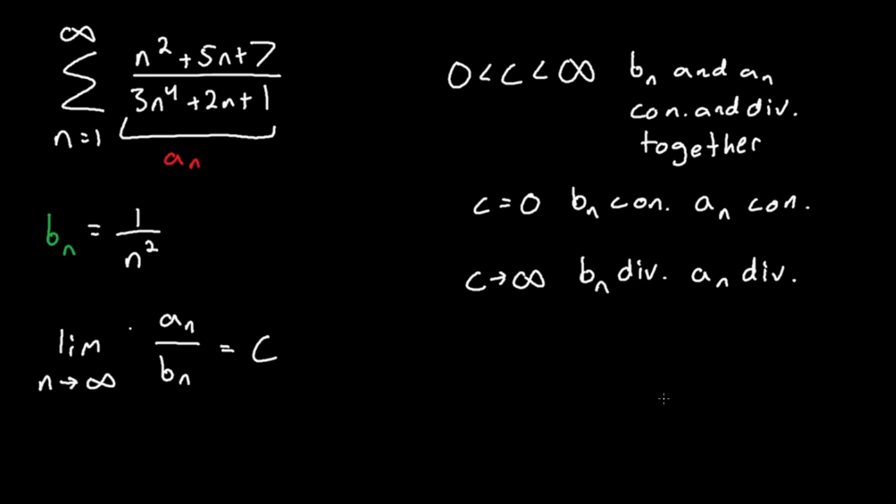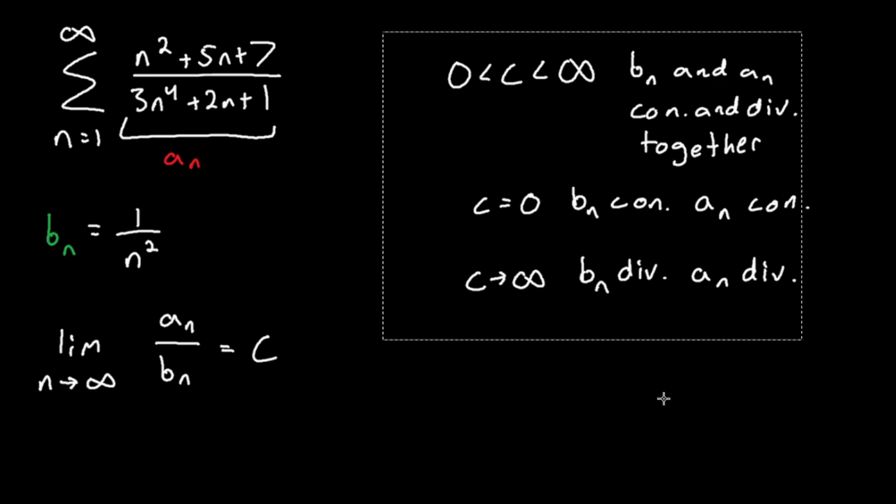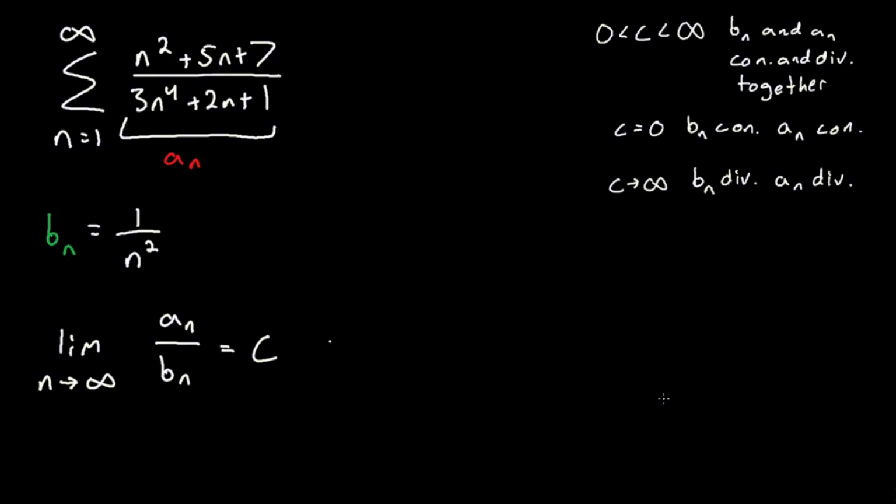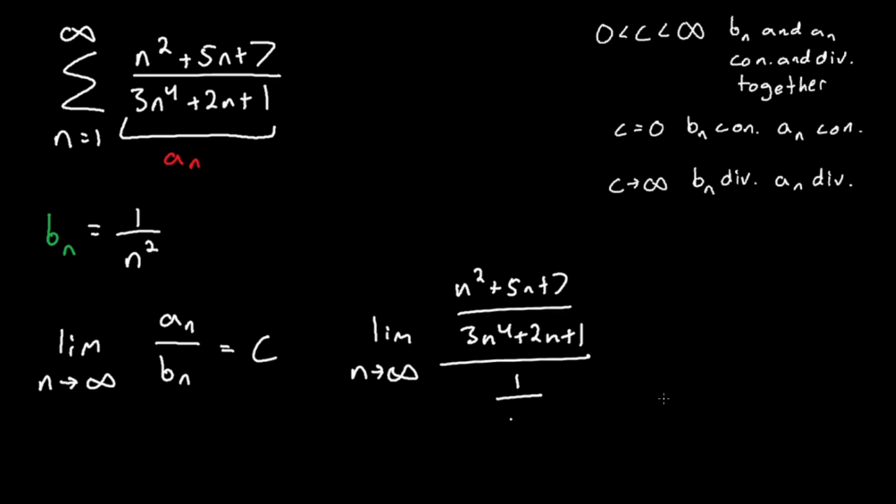So in this case, let's go ahead and solve our limit for this problem specifically. We'll leave the conditions at the top. So a of n over b of n. Let's rewrite this limit in terms of our problem: the limit as n approaches infinity of n squared plus 5n plus 7 over 3n to the 4th plus 2n plus 1, over 1 over n squared. This right here is b of n. So we have a of n over b of n.